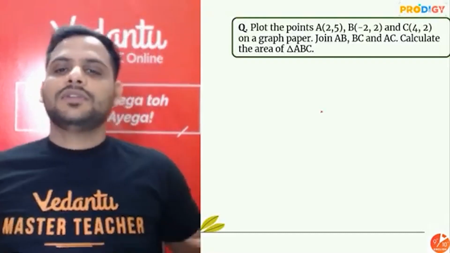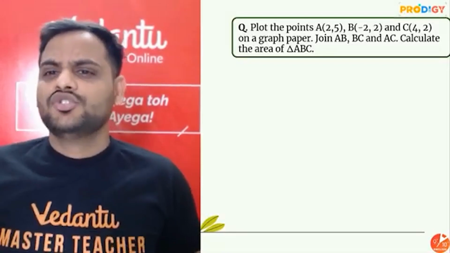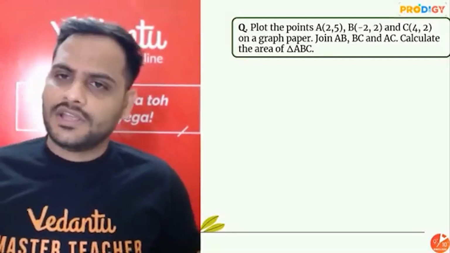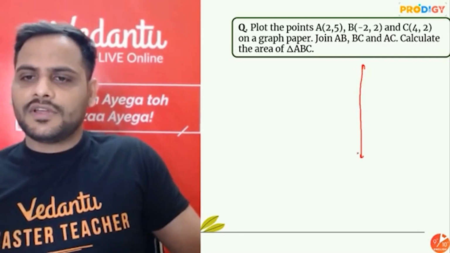Okay, now see the next question. Plot the points A, B and C on graph paper. Join AB, BC and AC. Calculate the area of triangle ABC. Now look, it is not very difficult. Let's first draw the graph.